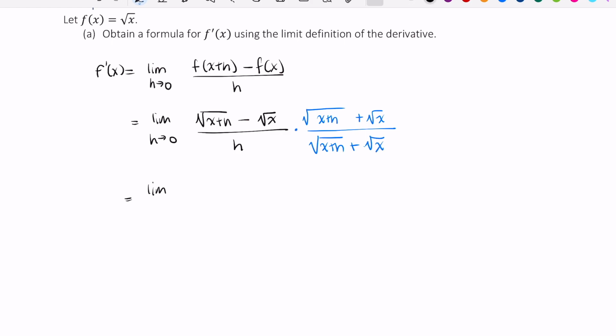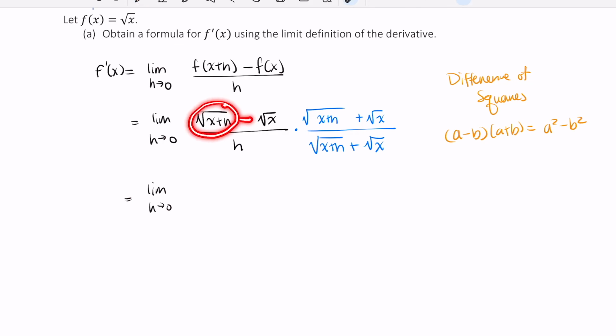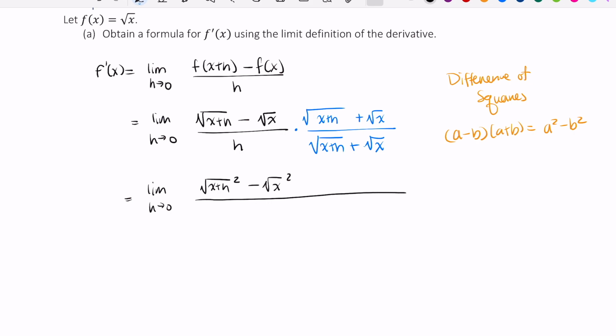So this is the limit as h approaches 0. And instead of multiplying this out the long way, remember a difference of squares. That is a minus b times a plus b, which is equal to a squared minus b squared. And that's precisely what we have here. This is our a minus b. So the result is the square root of x plus h quantity squared minus the square root of x squared, divided by, and here I'm going to warn you, don't try to multiply this out, and you'll see why in a second. So this is h times the square root of x plus h plus the square root of x.